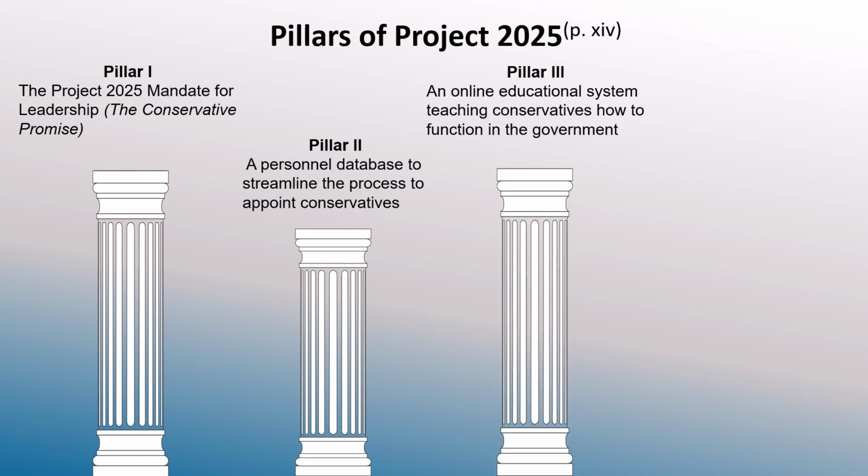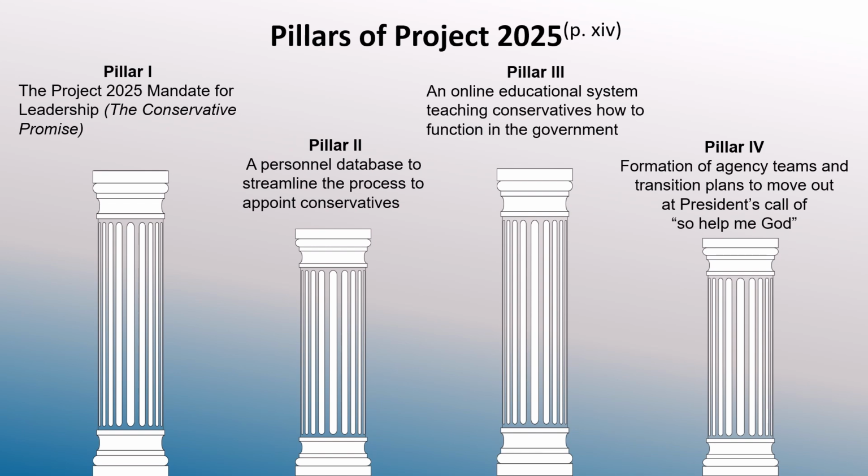Pillar 3 is an online educational system teaching conservatives how to function in the government. Pillar 4 is described in the introductory sections of the mandate as the formation of agency teams and transition plans to move out at the President's call of "So Help Me God." The oath of office taken by the President when he is sworn into office concludes with this phrase. So Pillar 4 of Project 2025 sounds like a plan of action instructing everyone on what they should do as soon as the President takes office. The details are not published. We may never know how or if the current administration's actions relate to the plans called for in Pillar 4 of Project 2025.